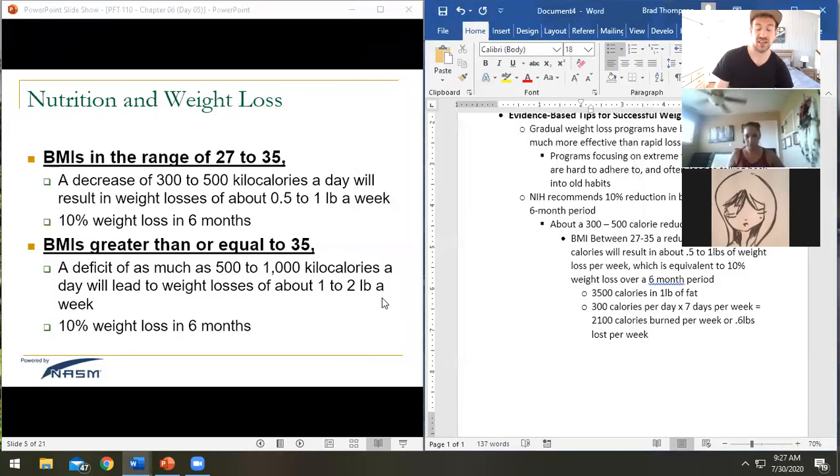So we start to see how these percentages are similar, no matter what you're looking at. This is a pretty good way to break it down. This has been shown to be very effective.